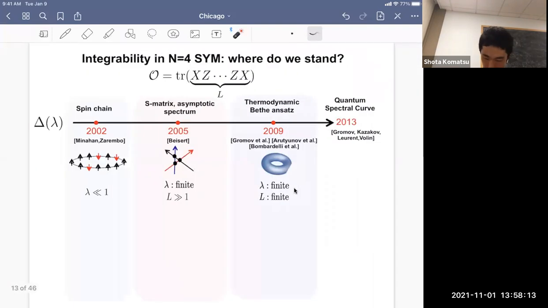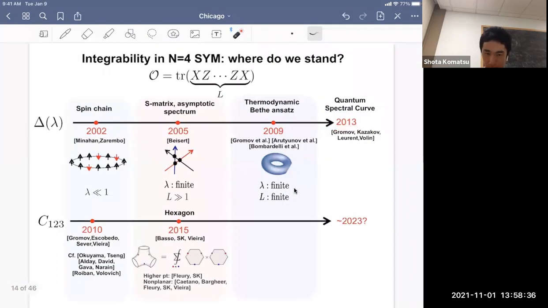Okay, so that was the story about the dimension of the operator, which basically governs the 2-point function, because N=4 super Yang-Mills theory is a conformal field theory. And as I said, the most advanced method was the quantum spectral curve, and that was achieved in 2013. Soon after, people started analyzing the next important quantity, which is the 3-point function. Because N=4 super Yang-Mills is conformal, once you understand the 2-point function, the next question is the structure constant.